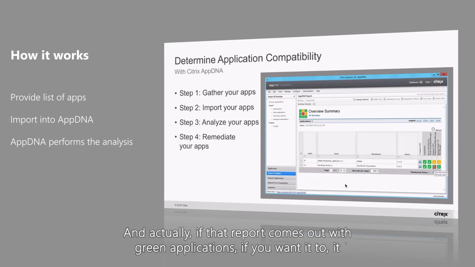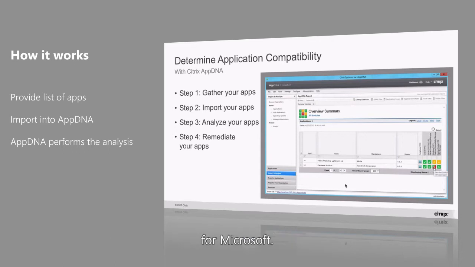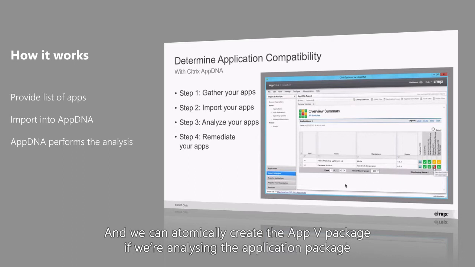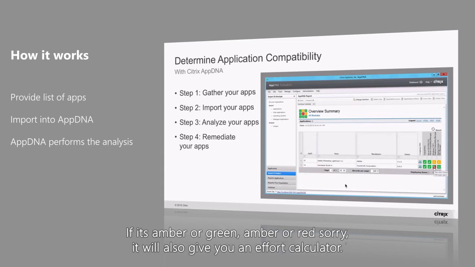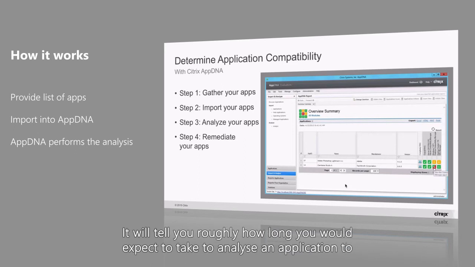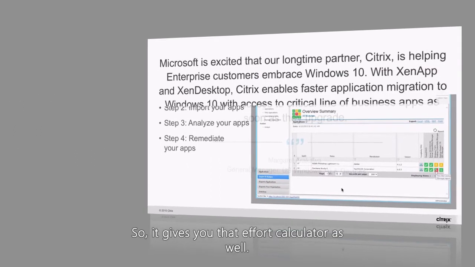If that report comes out with green applications, if you want it to, it can create the App-V packages. App-V is the application packaging solution from Microsoft, and we can automatically create the App-V package if we're analyzing the application package at the first step. If it's amber or red, sorry, it will also give you an effort calculator. It will tell you roughly how long you would expect it to take to make the application work on Windows 10.